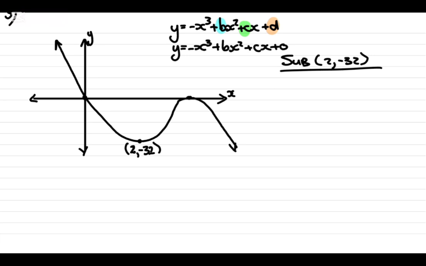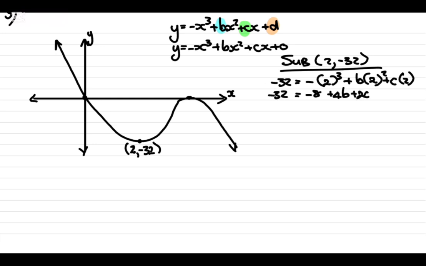So x is going to become a 2, y is going to become a negative 32. So this becomes negative 32 equals minus x, which is going to be 2, that's to the power of 3, plus b x to the power of 2 plus c, and x is 2, and d is just a 0. I'm just going to leave it out because we don't write any plus zeros or minus zeros. So let's just simplify this. So this becomes negative 8. This becomes 4b. This becomes 2c. And I still got a negative 32 on this side.